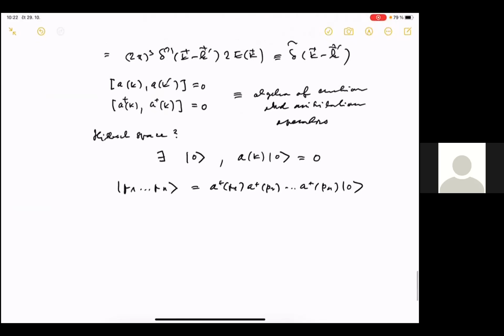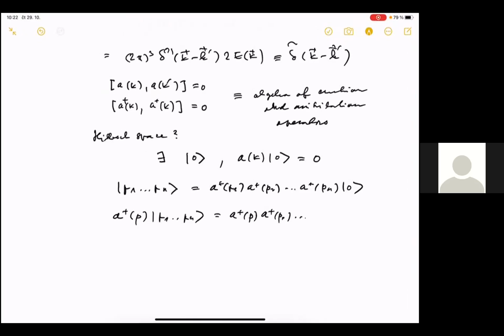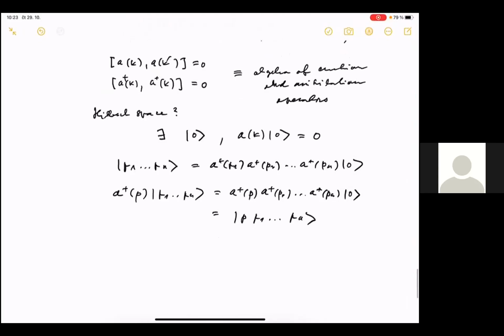And every action of the creation and annihilation operators, and therefore also the action of the fields on such a basis, is given purely using this algebra. For instance, if we would like to see what happens when we use a†(p), it is simply a†(p) a†(p1) and so on, a†(pn) on the vacuum, and in our notation it is just |p, p1, ..., pn⟩. Or what about the action of a(p) on |p1...pn⟩? It's simply a(p) on a†(p1) ... a†(pn) vacuum, and now we can try to commute this a(p) operator through these creation operators, and let it act on the vacuum.